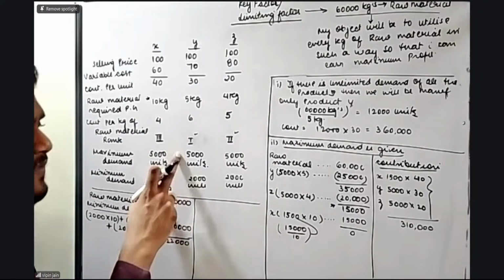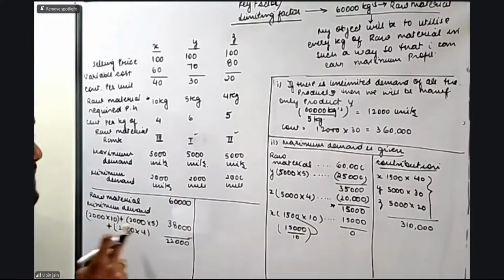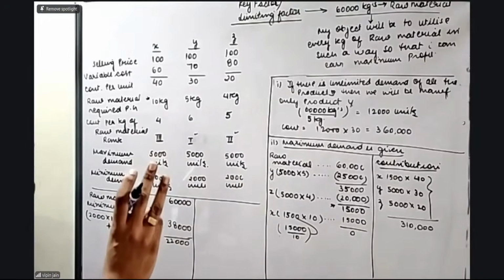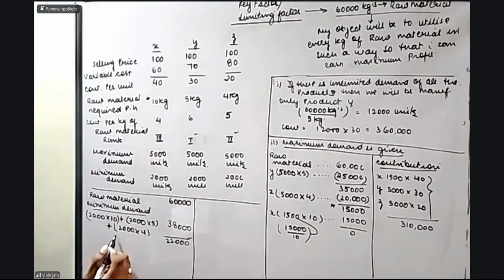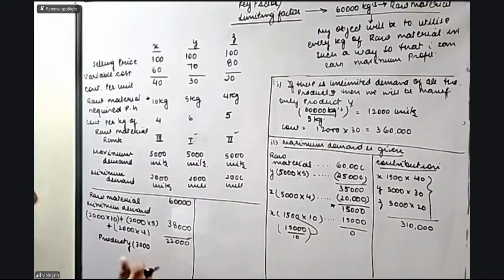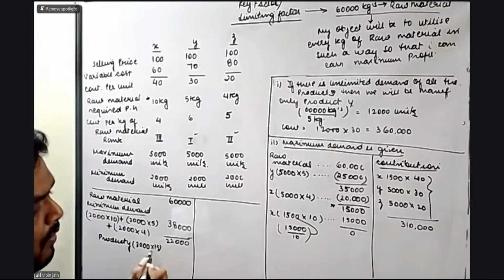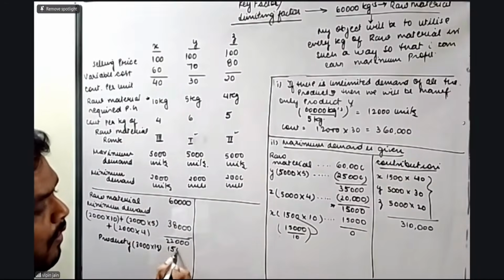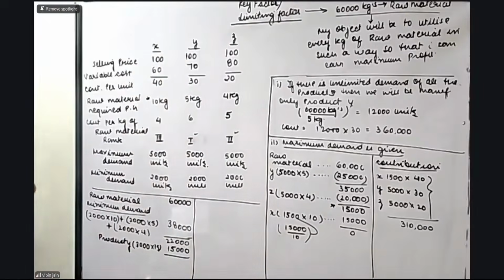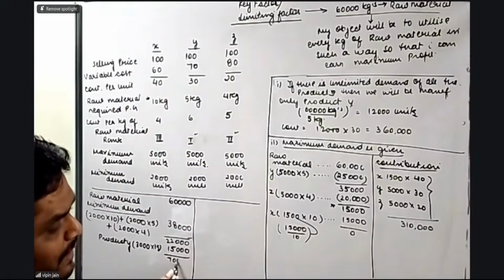So see, out of 5,000 units, 2,000 units are already considered here. So at the most, we can manufacture only 3,000 units of product Y. Now 3,000 into 5, 15,000. Do we have 15,000? Yes, we have. So after fulfilling the complete demand of Y also, still we have 7,000 in hand.